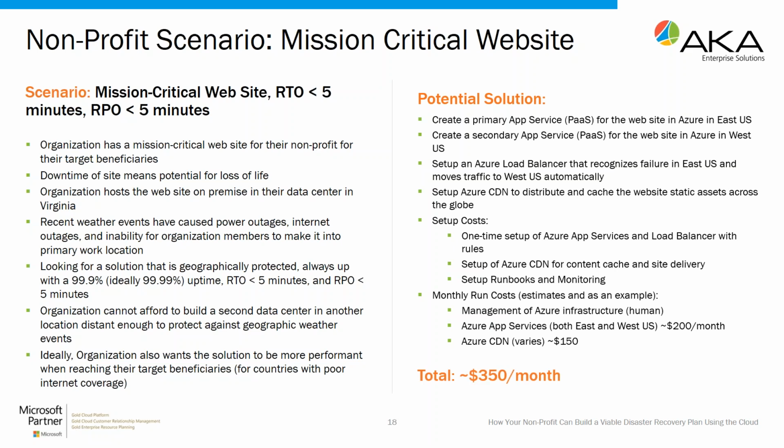Setting up this is really just configuring some app services and some load balancers, the CDN. Your monthly run costs, obviously this is going to be a little bit dependent upon how much traffic you're dealing with, could be as low as $200 a month, with a CDN as low as $150 a month. So depending upon how big your website is and how much traffic it's getting, for as low as $350 a month, you could have a full geographically dispersed website running in the cloud along with your on-premise and get close to that 99.9% uptime without having the fear of what happens if we have a bad hurricane.